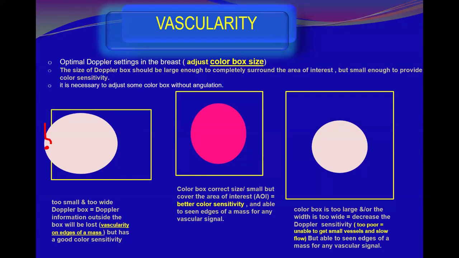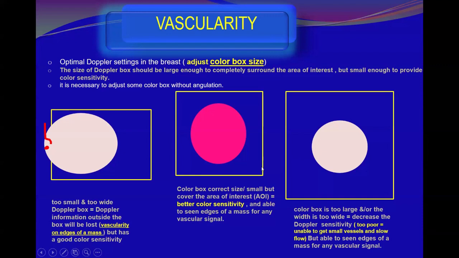To obtain an optimal Doppler setting, we need to adjust certain parameters. One of these is the color Doppler box. The size of the color box should be large enough to include the surrounding area of interest, but small enough to provide color sensitivity. The smaller the color box, the higher the sensitivity, but we need to cover the area of interest. If the color box is too small, some vascularity information will be outside the box and missed during examination.